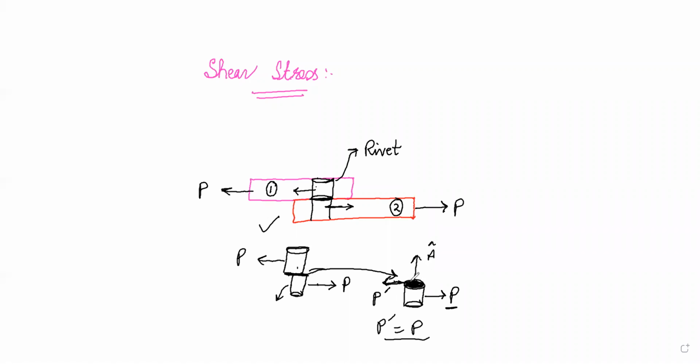This is your area vector. The load is acting in a direction perpendicular to the area vector, and we said that the stress created by this load is called the shear stress. We call this tau equal to P prime or P divided by A. This is what we call the shear stress.